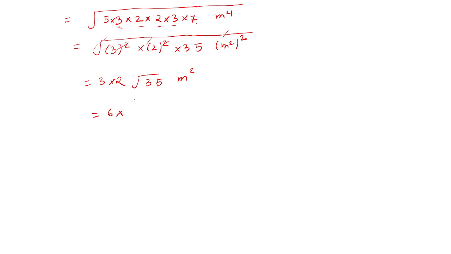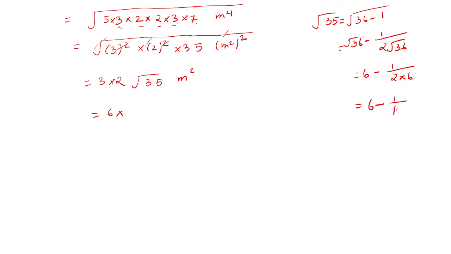Let's see, okay. Only for this question I'll be doing this. The rest of the questions I'll do it directly, okay. So what is the closest value to 35 that is a perfect square? 36 minus 1. Therefore, I can write it as root 36 minus 1 by 2 of root 36. Therefore, 6 minus 1 by 2 into 6. Clear with this? Okay, so you see, this will give you 6 minus 1 by 12. The value of 1 by 12 is 0.08. Okay, so you take 6 minus 0.08, which is actually 5.92.